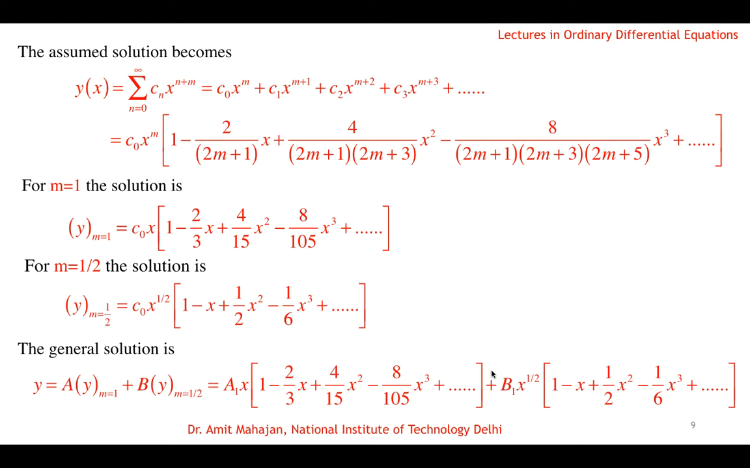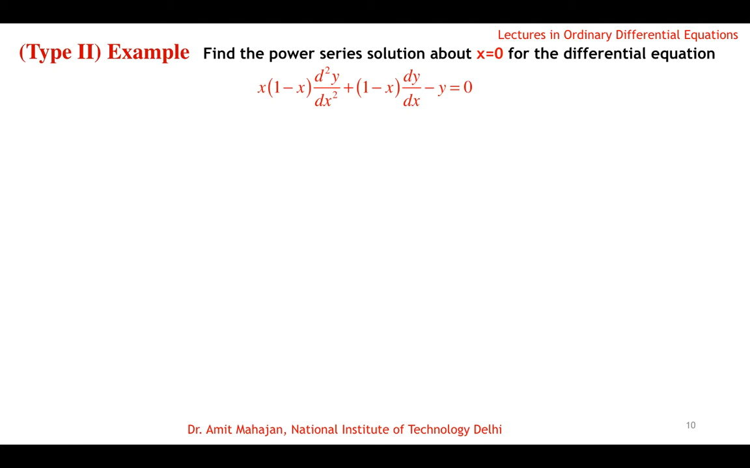Now we take one example from the second type, where the indicial equation roots are equal. Say, for example, this is the differential equation: x times (1 minus x) times the second derivative plus (1 minus x) times the first derivative minus y equal to 0, and we have to find the power series about x equal to 0. So we have to check what type of point it is. If you check x equal to 0, you'll find that it is a regular singular point. I'm not calculating this again.